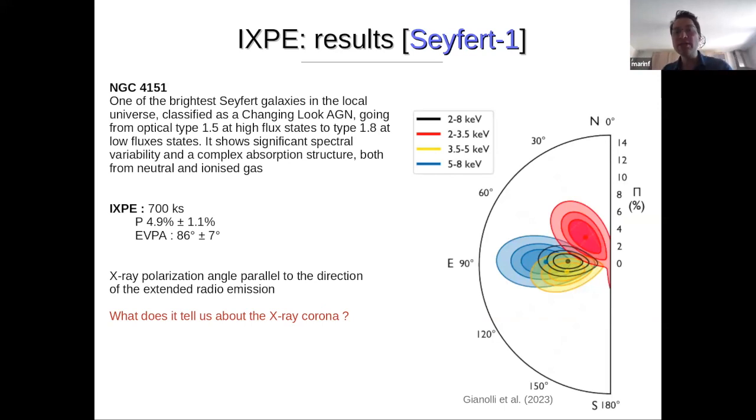And we saw that in the case of IXPE, the contribution of reflection with respect to direct emission was very negligible. So we are sure that it's not scattering only on the torus, let's say. Scattering on the torus has an impact. We have used that, we decomposed it, but clearly this polarization comes from the continuum source itself, the direct source.